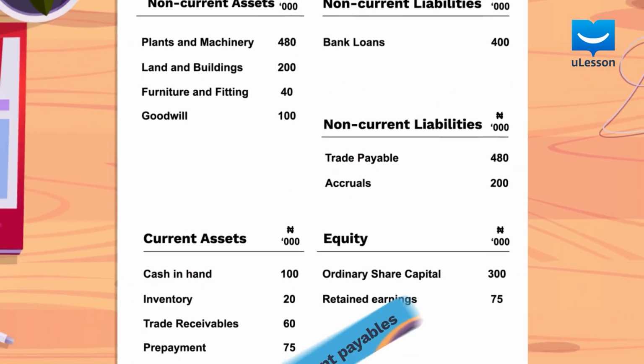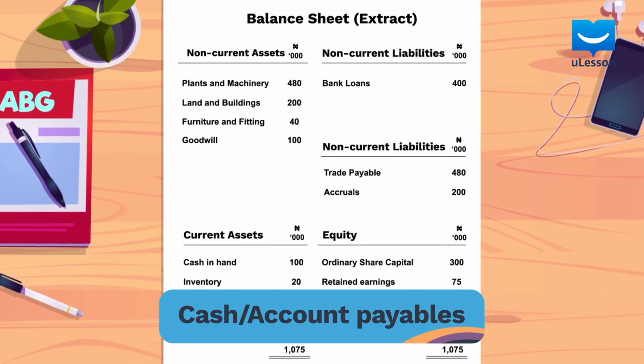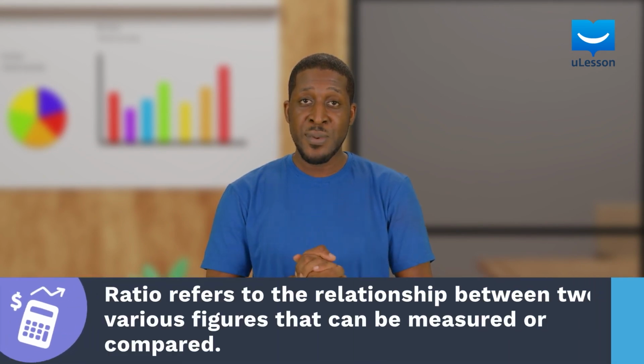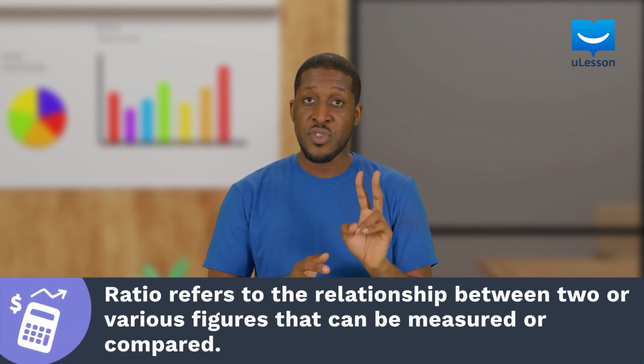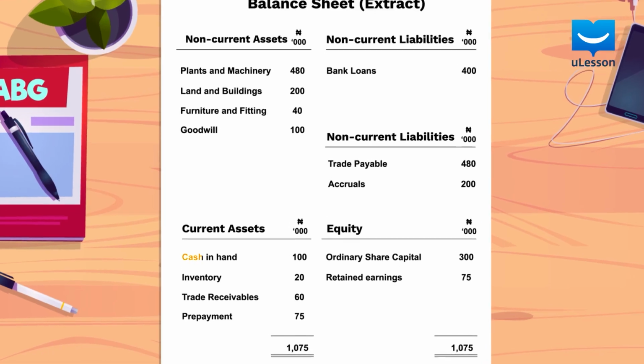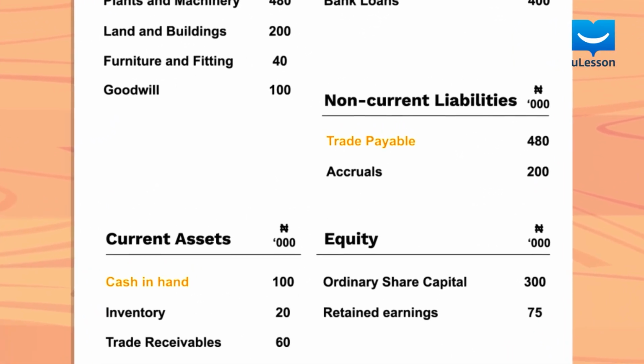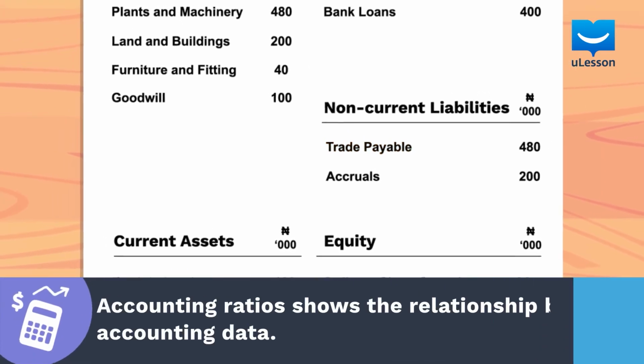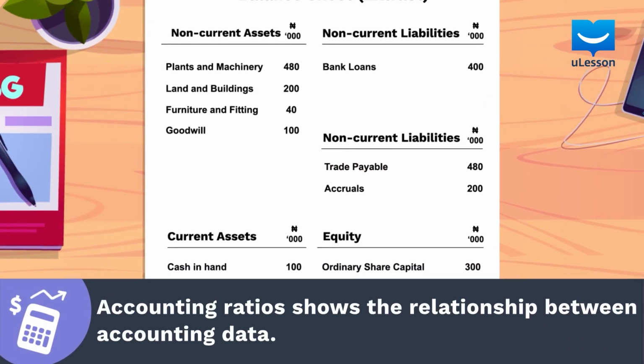You would probably divide the asset by the liability and vice versa. This is known as a ratio. Now, ratio simply refers to the relationship between two or various figures that can be measured or compared. Bringing this back to accounting, we can say that accounting ratios show the relationship between accounting data.